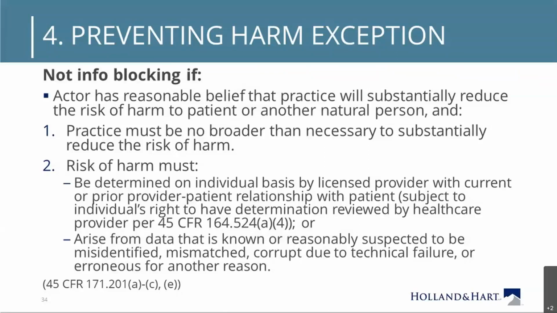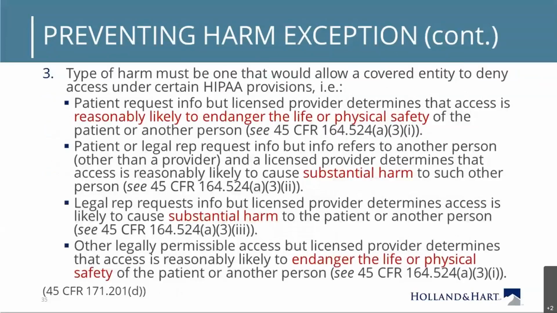In addition to those criteria, there are additional criteria that have to be satisfied. The type of harm, it's not just any harm. The type of harm has to be one of those that would allow a covered entity to deny access under certain HIPAA provisions, particularly those provisions at 45 CFR 164.524. Remember that HIPAA has a whole list of situations where you can deny access to the patient or the patient's personal representative because of risk of harm. Well, the information blocking rule kind of meshes with HIPAA and adopts those same types of standards.